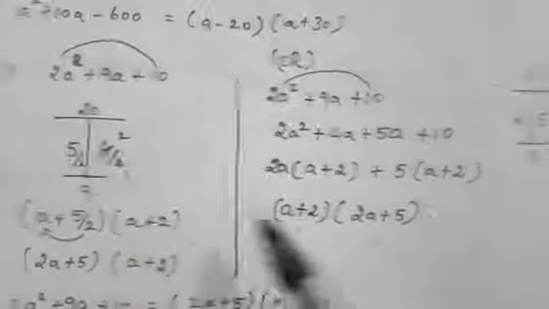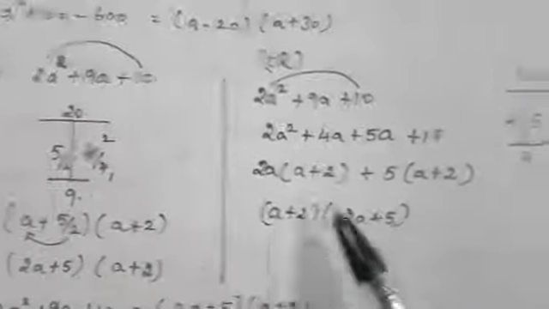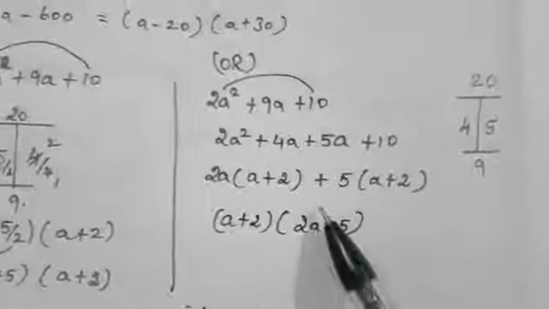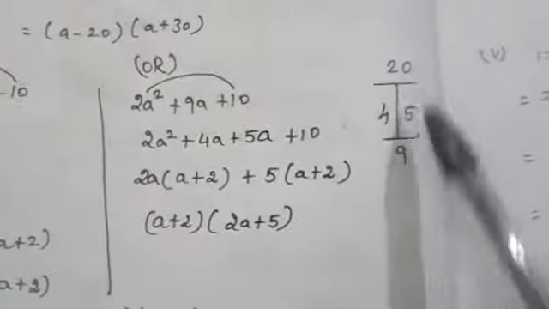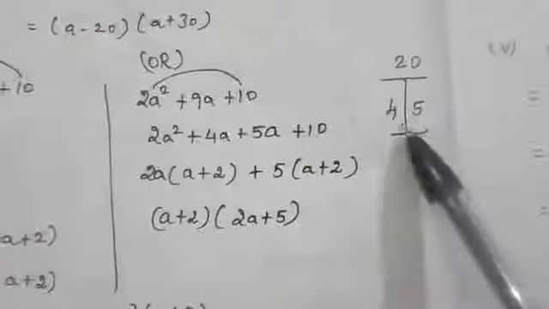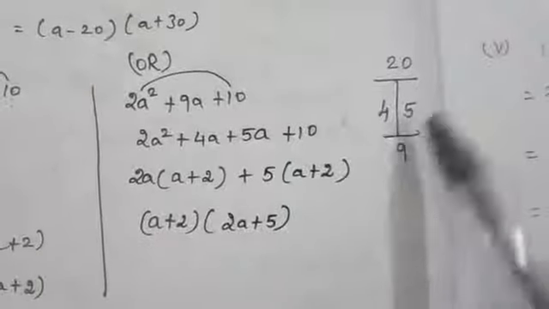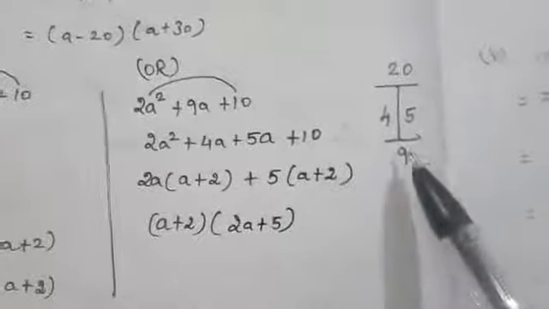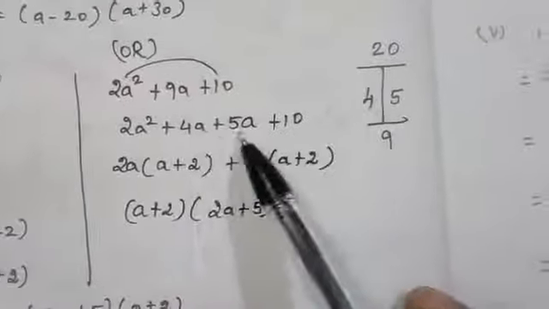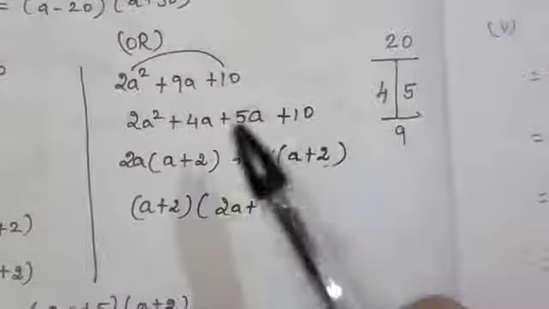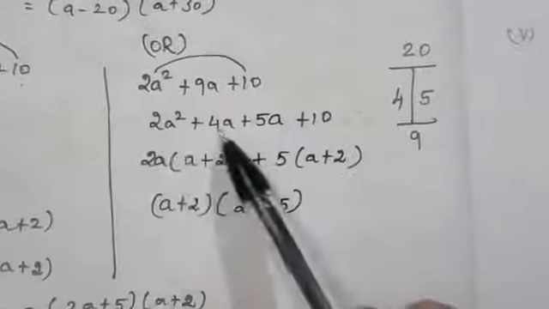The same problem has another method. Some of the problems we will use this method, some of the problems we will use the other method. For the same problem, the product value is 20, the sum value is 9. So the factors are 4 and 5. 4 fives are 20, it satisfies both product value and sum value. So now you have to separate this 9a as 4a plus 5a. Using these two factors you separate the 9. Now consider which is common.